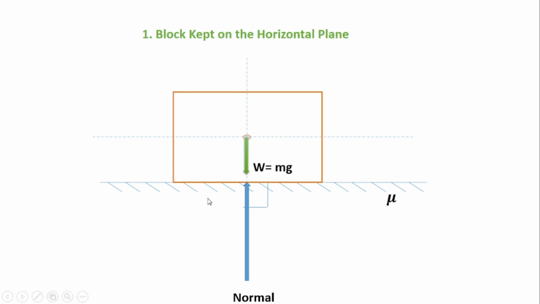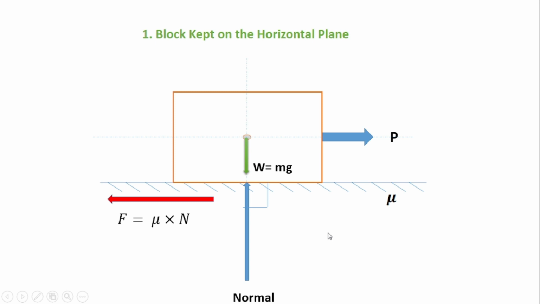Then show the friction force. Friction force is opposite to the motion. Motion is towards the right, so the friction force is towards the left side. The value of friction is equal to mu into N, where mu is the coefficient of friction and N is the normal force. Then show any other force that exists on this block. So the P force is shown. In this way we can draw the FBD by showing the weight force, normal, friction force and the applied forces. So this completes your FBD.